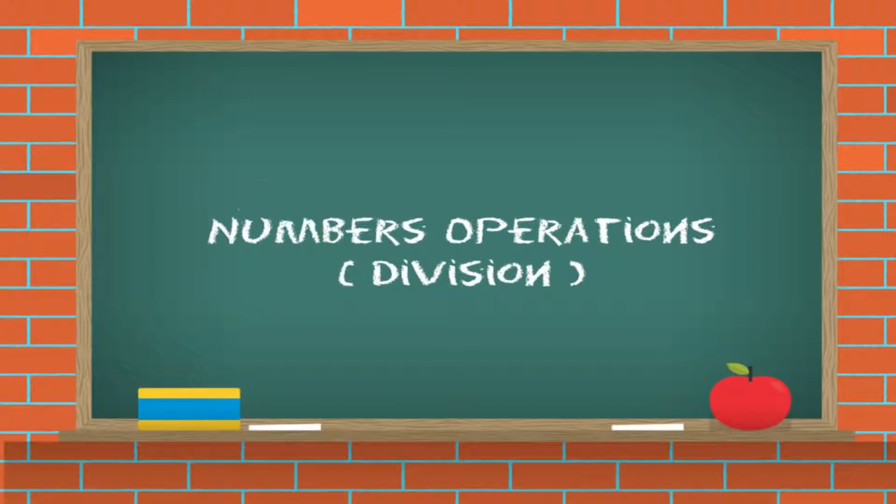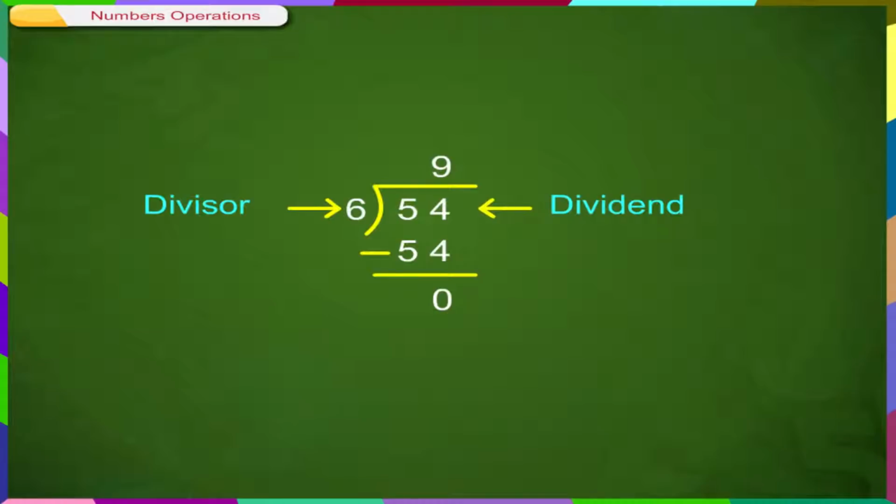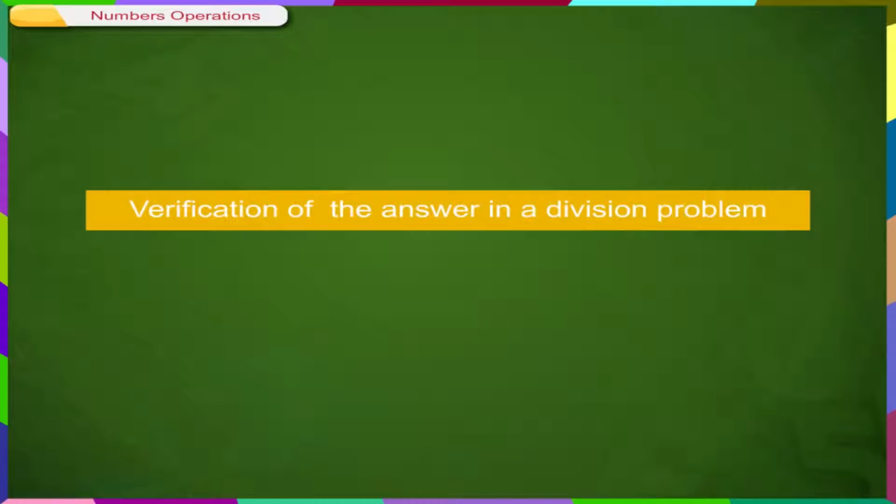Number operations. Division. 54 divided by 6. 54 is the dividend. 6 is the divisor. 9 is the quotient. And 0 is the remainder.